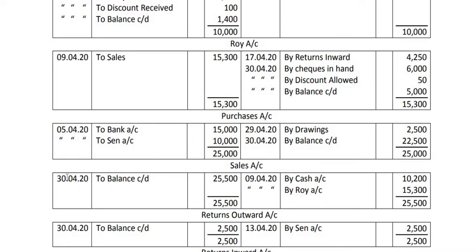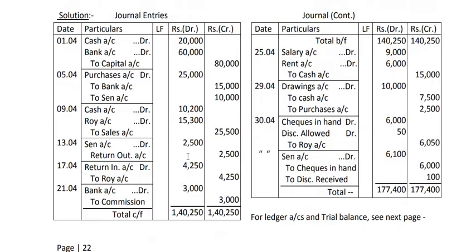25,500 will be the balance, that is on 30th April to balance c/d. This is called credit balance. Sales account has a credit balance of 25,500. Similarly, we will make posting to return inward account and return outward account.